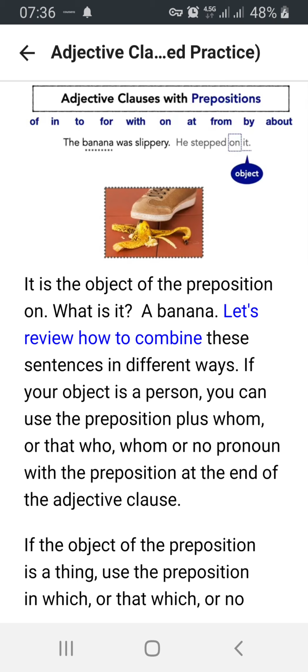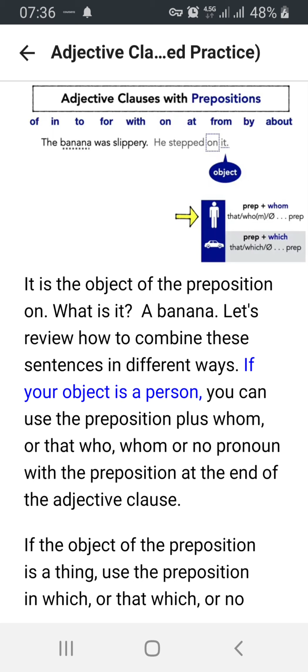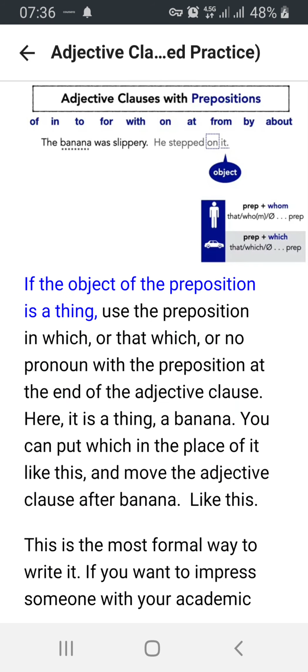Let's review how to combine these sentences in different ways. If your object is a person, you can use the preposition plus whom, or that, who, whom, or no pronoun with the preposition at the end of the adjective clause. If the object of the preposition is a thing, use the preposition and which, or that, which, or no pronoun with the preposition at the end of the adjective clause.